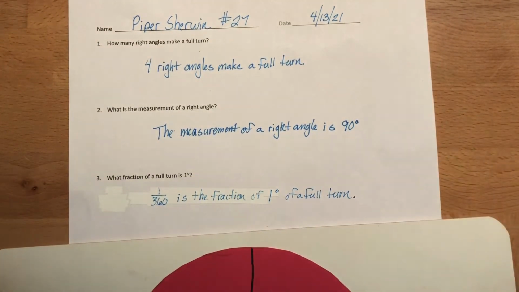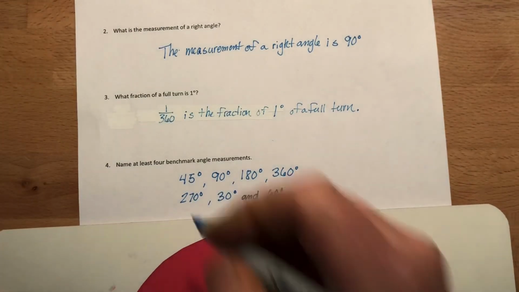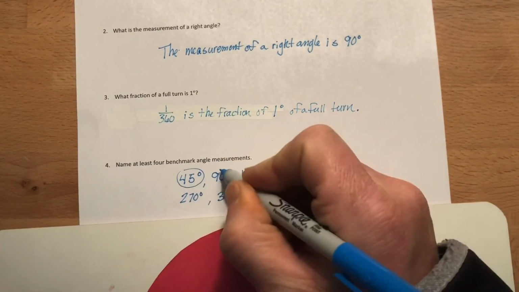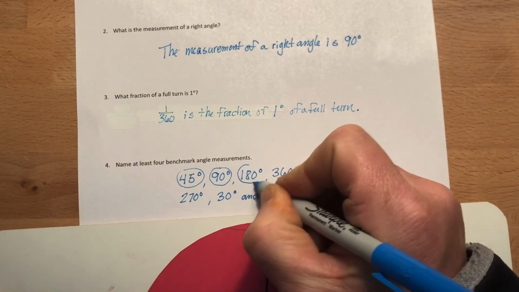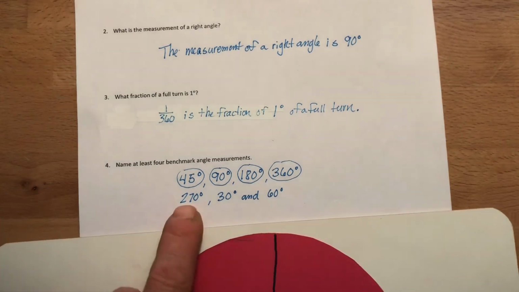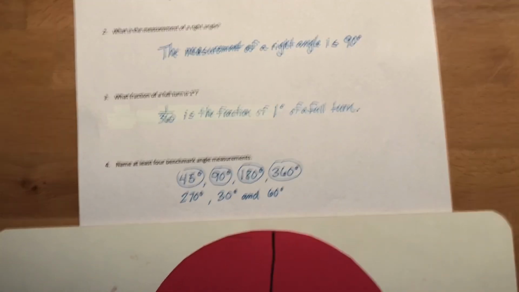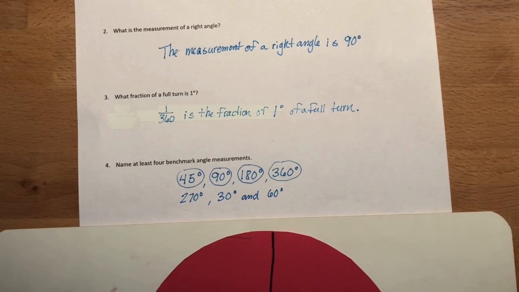And then down here, let's name at least 4 benchmark measurements. So 45 degrees, really important. 90 degrees, 180 degrees, those are all very important. 360 degrees. I also put more down here: 270, 30 degrees, and 60 degrees. Those are all benchmark measurements. Benchmarks mean things you should know. Measurements, angles, and degrees that you should know, no problem, by the time you leave 4th grade.